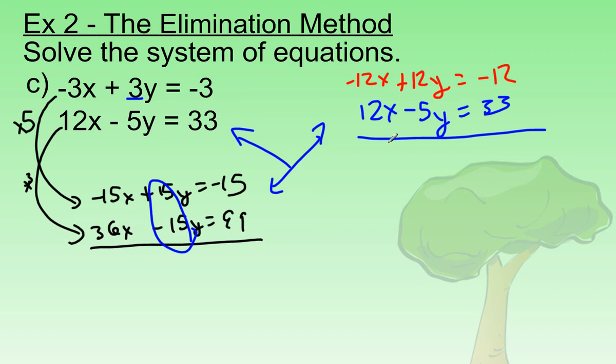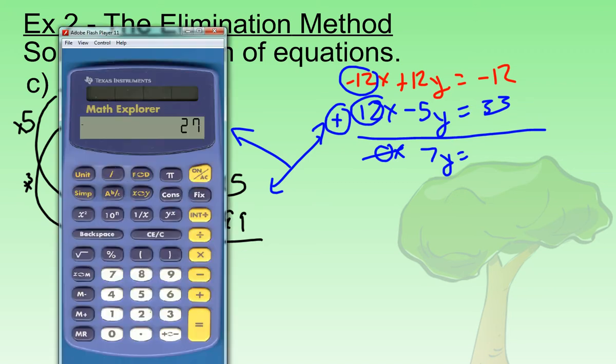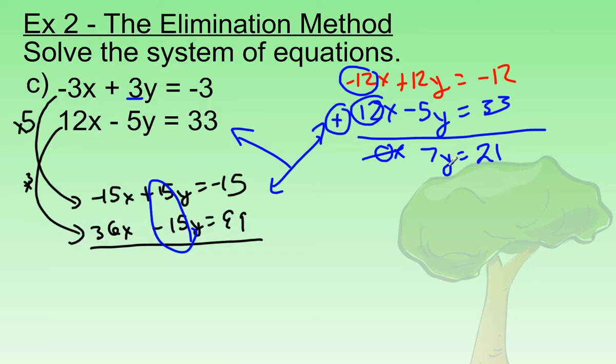Well, let's do this. I'm going to do the top equation here. To eliminate these, I need to add them because a negative 12 plus a positive 12 is 0. 0 x's, they're gone. A positive 12 plus a negative 5 is 7. And a negative 12 plus 33, just to double check, is 21. Then we solve, divide by 7, y equals 3.